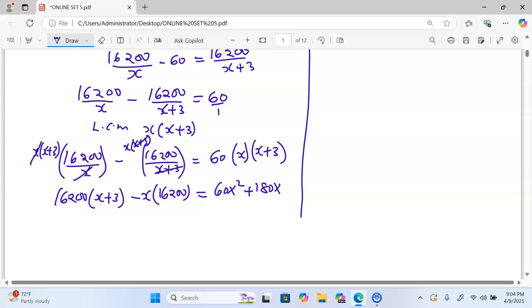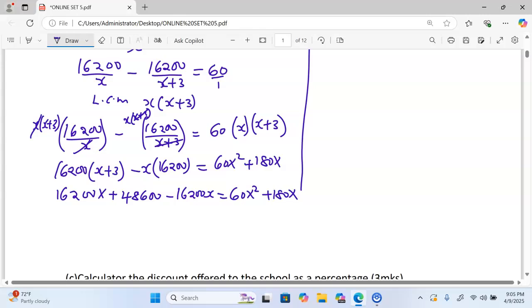From here we can open these other brackets. 16,200 times X, you get 16,200X. Then 16,200 times 3, you get positive 48,600. Minus X times 16,200, you get minus 16,200X. And this is going to be equal to 60X squared plus 180X. We can reorganize this.